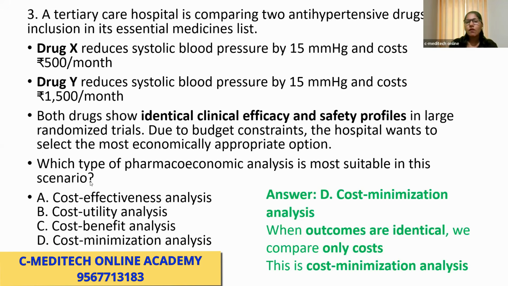Okay. Then in case of cost utility analysis, if the question is about finding the quality adjusted life years and all, we can use cost utility analysis. Cost benefit analysis means you usually express outcomes in terms of monetary value. In that case, we can use cost benefit analysis. So in this case, since the outcomes of both cases are identical, we can use cost minimization analysis to find which is more cost effective. So the answer is cost minimization analysis, that is option B.